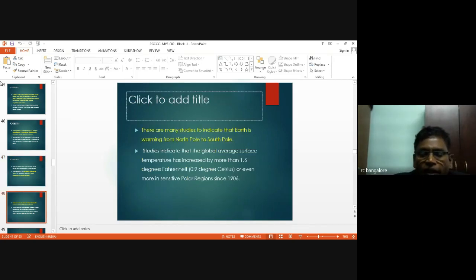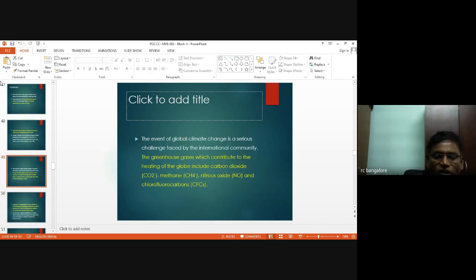There are many studies to indicate that Earth is warming from the North Pole to the South Pole. So why are we studying or worrying about this aspect? Because it is very clear that the Earth is getting warmer, and studies indicate that the global average surface temperature has increased by more than 1.6 degrees Fahrenheit, or even more in sensitive polar regions, since 1906. Since 1906, temperatures have increased by 1.6 degrees Fahrenheit. If the temperatures increase, it has an impact on the climatic condition of a region or location wherever it is applicable. It affects the other activities.